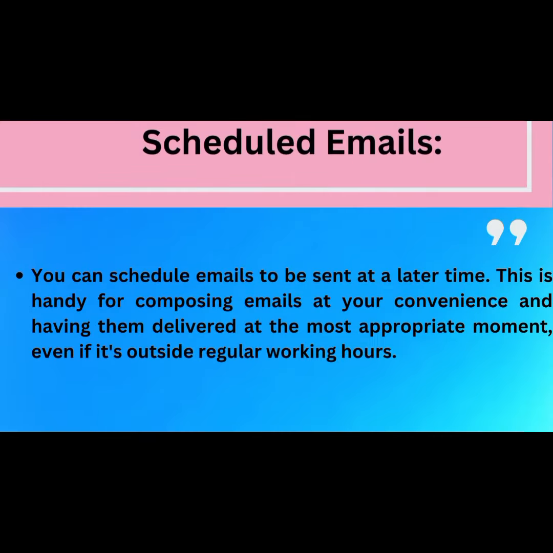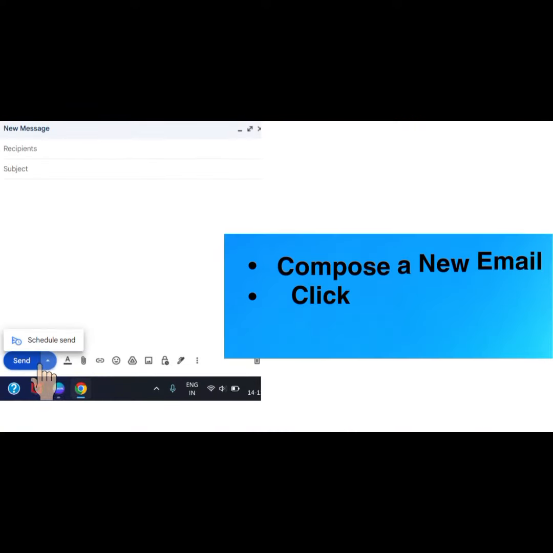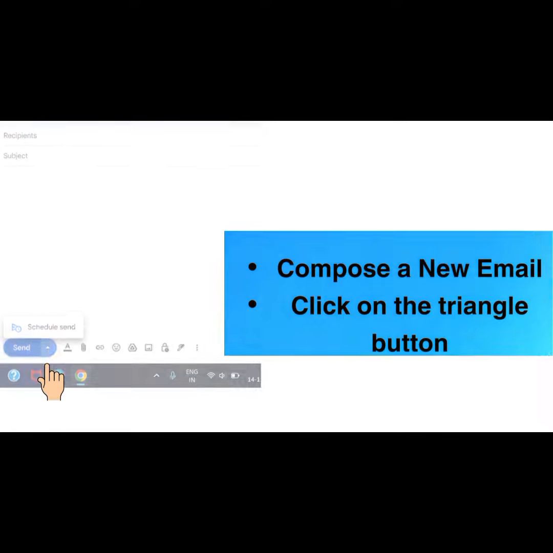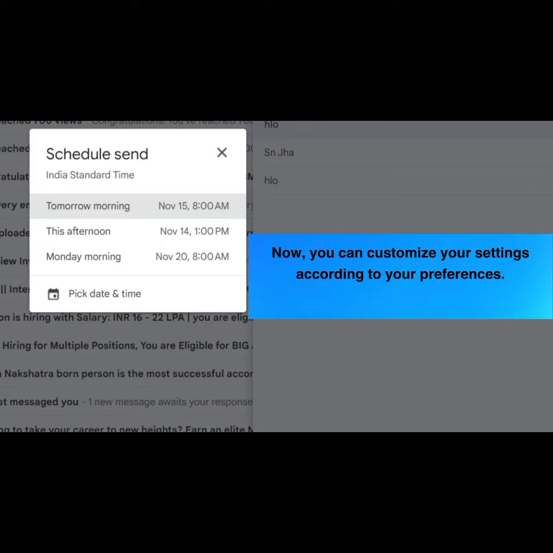Last one is to schedule an email in Gmail. Compose your email. Instead of clicking send, click the drop down arrow next to it. Choose schedule send. Pick a date and time. Confirm by clicking schedule send. Your email will be sent automatically at the scheduled time, allowing you to plan and organize your communication.